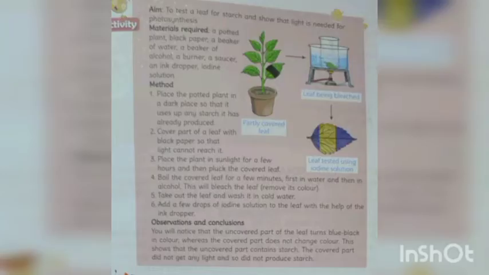Okay. Now, after putting the plant with one leaf covered with black paper in the sunlight, wait for 2 to 3 hours. Next, pluck the leaf which is covered with a paper. Now, what we have to do is, we have to take this leaf and we have to boil the leaf for few minutes, first in water and then in alcohol.